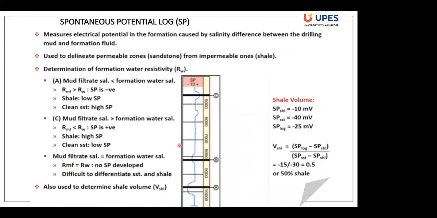And if the mud filtrate salinity is equal to the formation water salinity, then RMF will be equal to RW, where RW is the resistivity of water, and there will be no SP development. So it is difficult to differentiate shale and sandstone in this case. This SP log is also used to calculate shale volume. This is the equation: SP log minus SP shale, whatever the SP present in the shale baseline, so SP log minus SP shale, divided by SP sandstone minus SP shale.